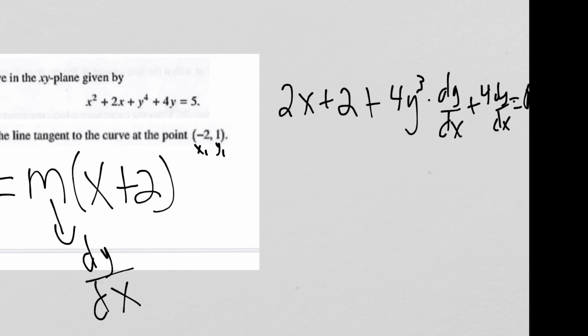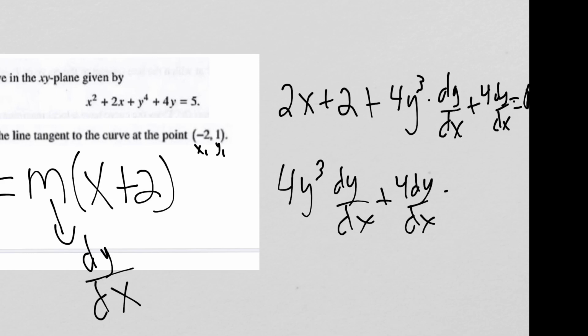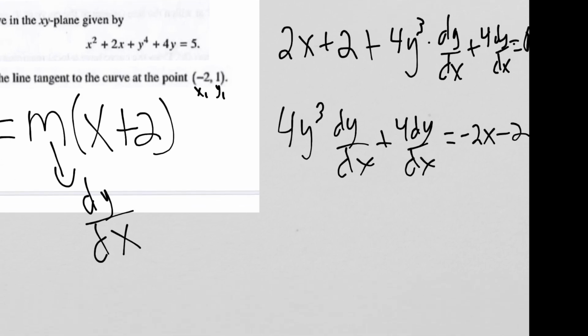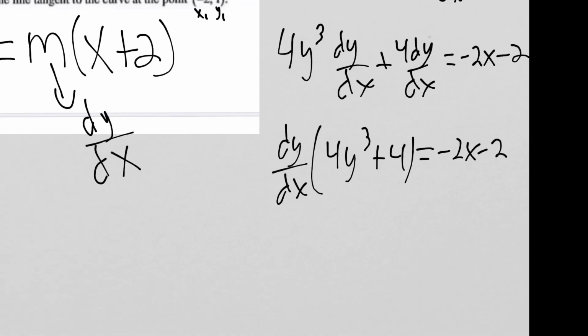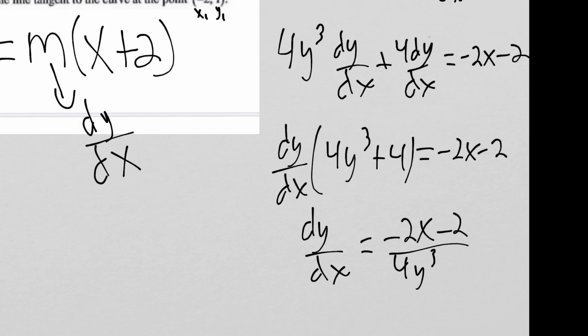Okay. We need to isolate dy/dx, so we're going to move the 2x and the 2 over to the other side. I think we've done this example actually in a previous lesson. 4y cubed dy/dx plus 4 dy/dx is going to be equal to -2x minus 2 if we subtract the 2x and the 2 over to the other side. Then we factor out dy/dx, get 4y cubed plus 4, and that's equal to -2x minus 2. Divide the 4y cubed plus 4 over to the other side. dy/dx equals -2x minus 2 divided by 4y cubed plus 4.